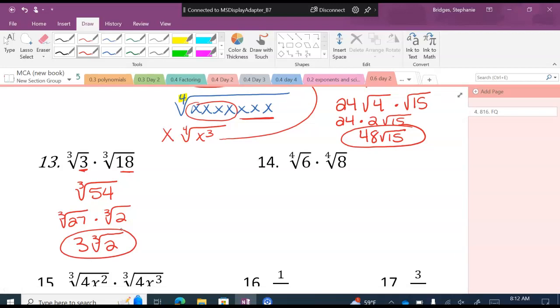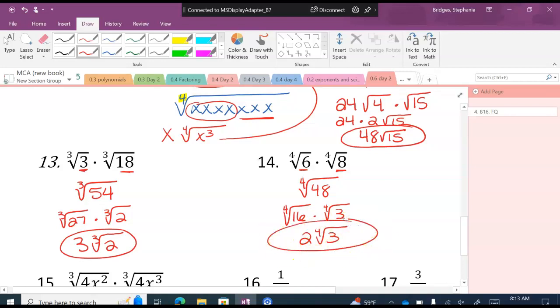All right, and then 14, I have the 4th root of 6 times the 4th root of 8. They are both 4th roots, so I can multiply. What is 6 times 8? 48. But this time, which list do I want to look at? The 4th, okay? The closest thing to 48 without going over is 16. Does 16 go into 48 evenly? How many times? 3. So I'm going to break that down into the 4th root of 16 times the 4th root of 3. And then what is the 4th root of 16? 2. Okay. So your answer would be 2 times the 4th root of 3.